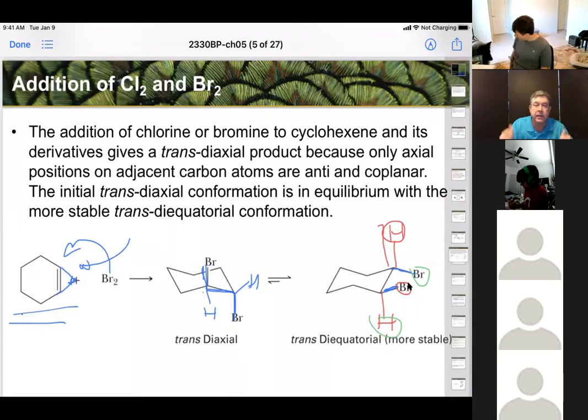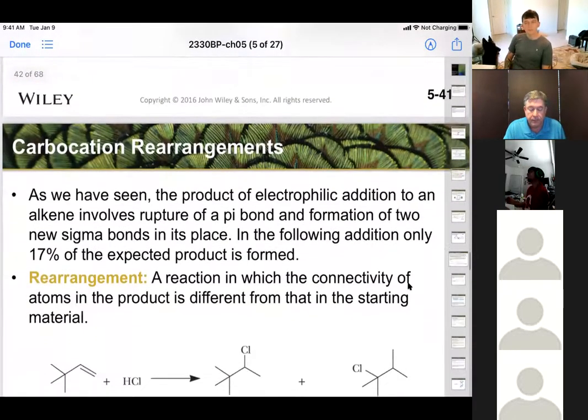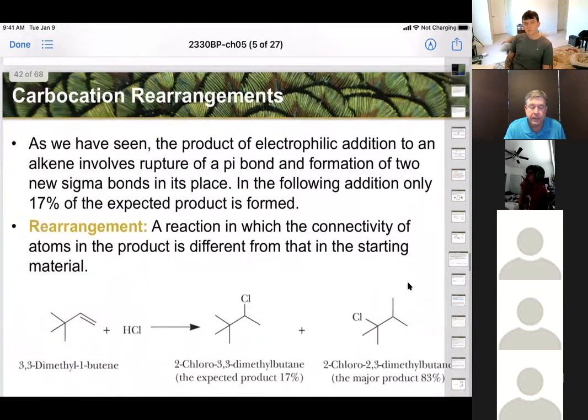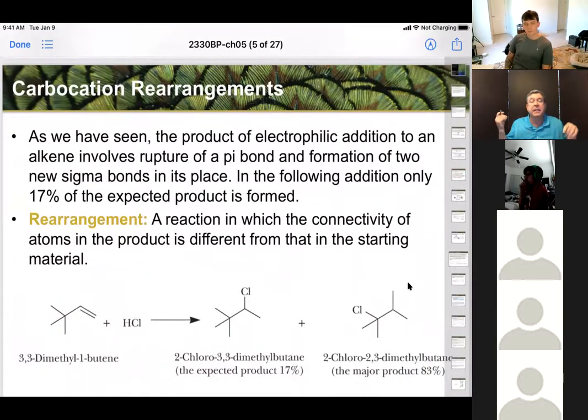So let's continue on looking at this mechanism. Okay, now, one of the things that happens when we have carbocations is that they can rearrange, and they can rearrange to form the more stable carbocation before they do that second reaction. So we can actually have mixtures of isomers because of this rearrangement. Okay. Now, in this rearrangement, we're actually breaking a sigma bond either between a hydrogen or a methyl group and moving it one carbon over to generate that more stable carbocation.